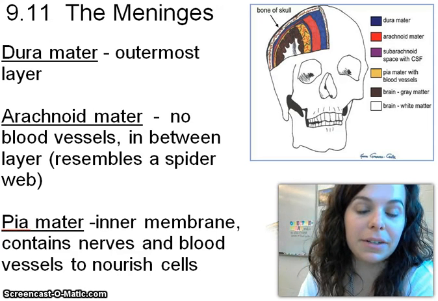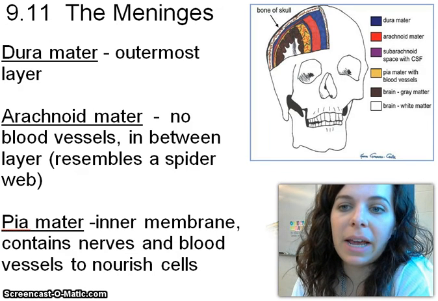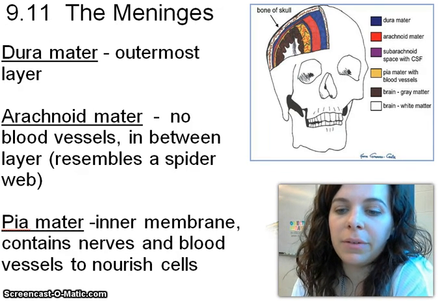Okay, this is your nervous system notes. The first thing we're going to talk about is your protective layers that surround the brain.